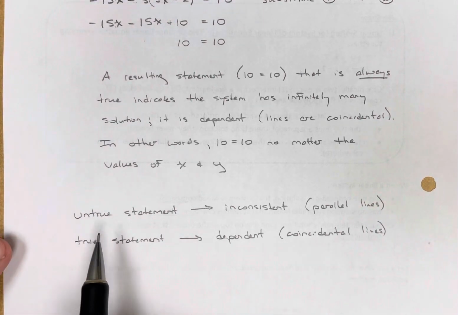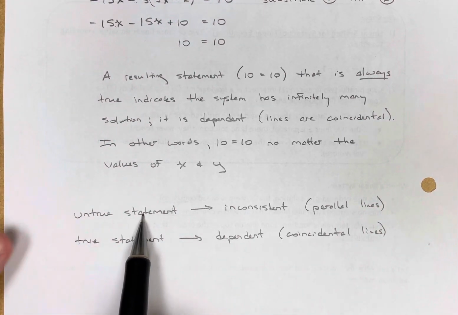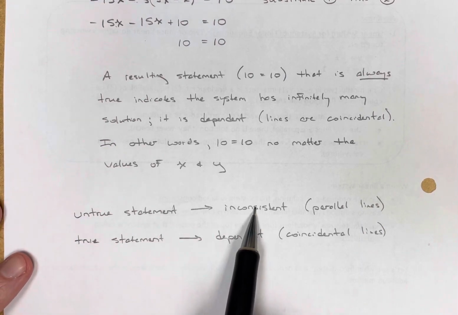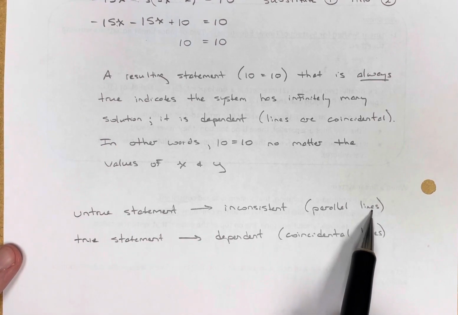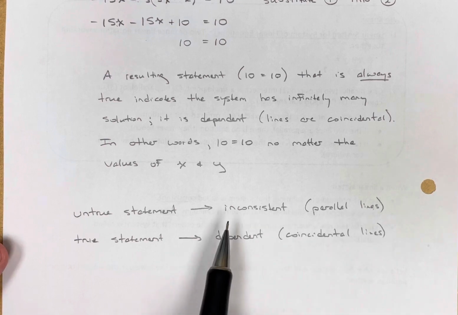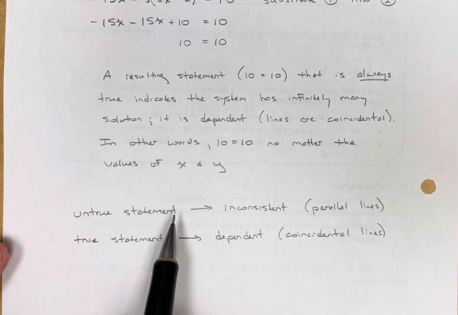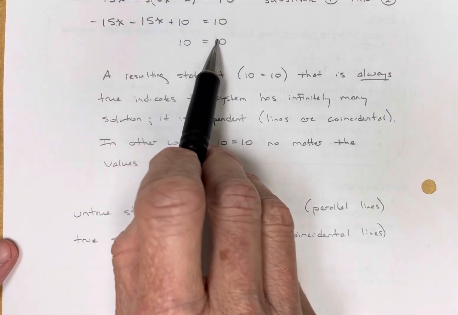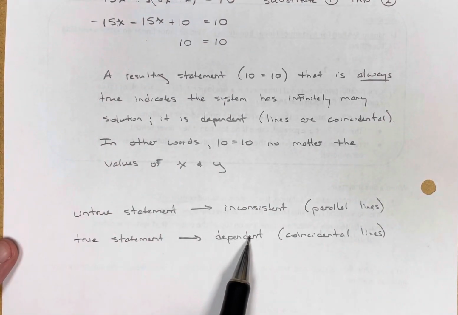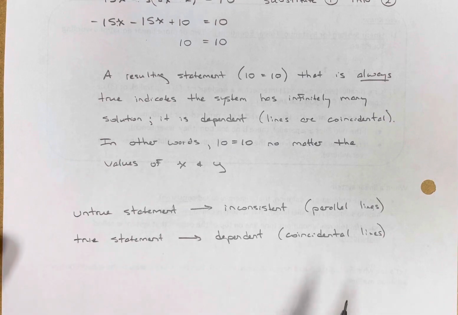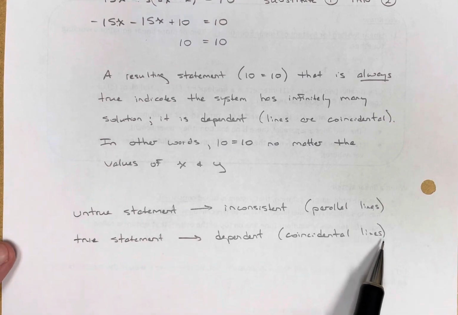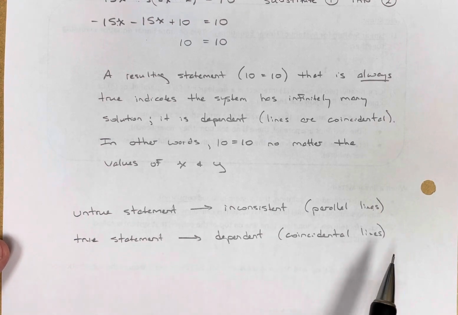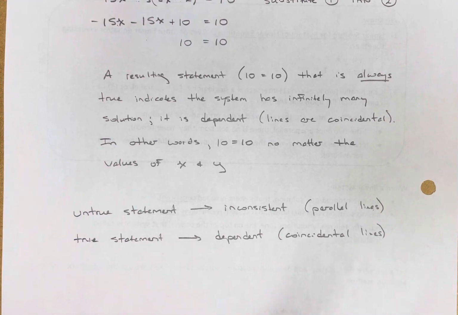There you go. So that's, if you have an untrue statement, for example, 1 equals 5, we have an inconsistent system. Those two lines are parallel. 1 is never 5, so those lines never touch. If you have a true statement, for example, 10 equals 10, that's a dependent system. 10 always equals 10, so we have coincidental lines, and those lines always touch. And that's how you want to remember it.